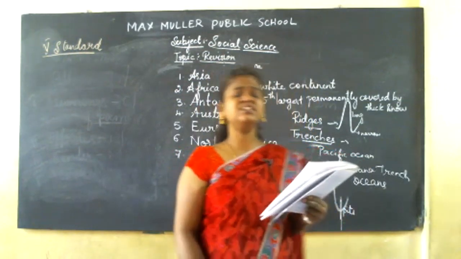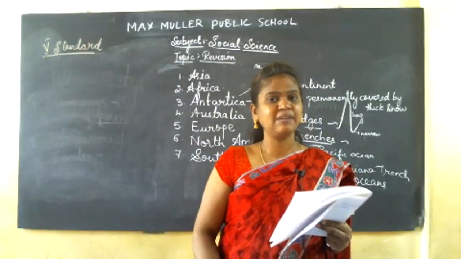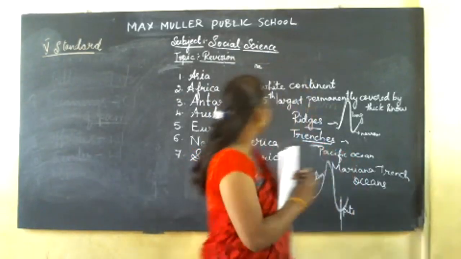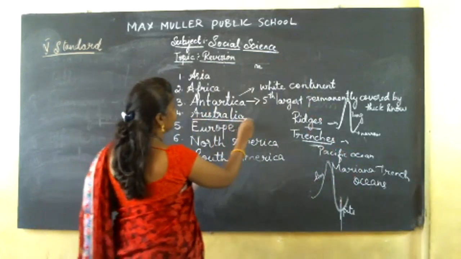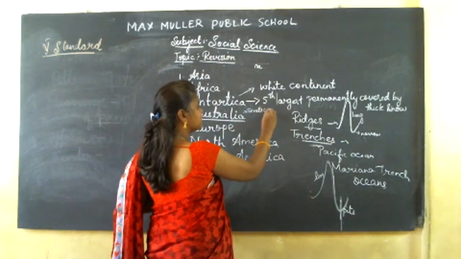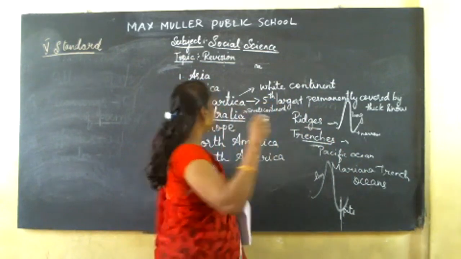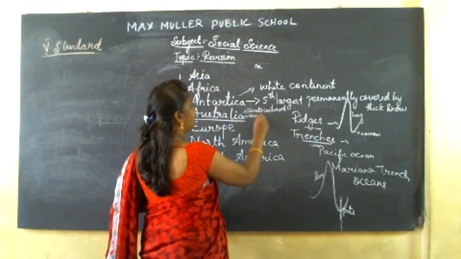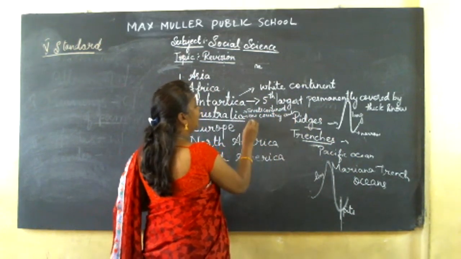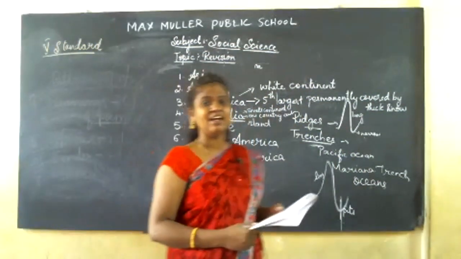Fourth one, which is the smallest continent of the world? Describe it. So you all know that the smallest continent in the world is Australia. Australia is also known as the small continent because it contains only one country and island. So that is why Australia is considered the smallest continent.